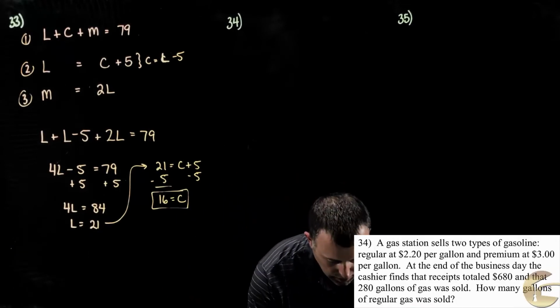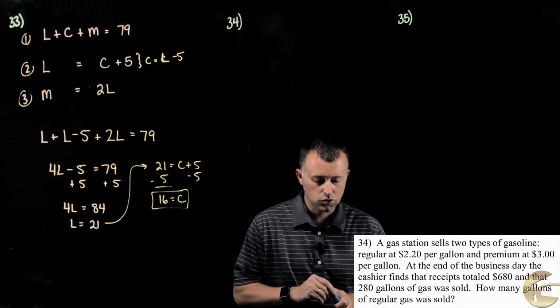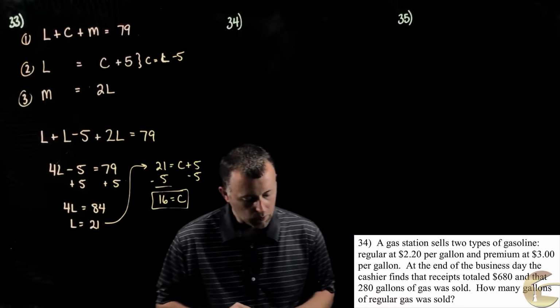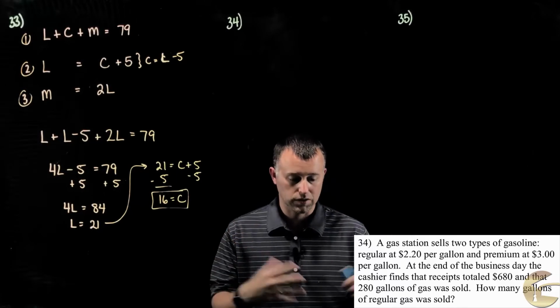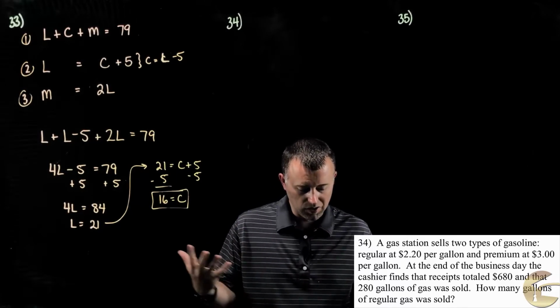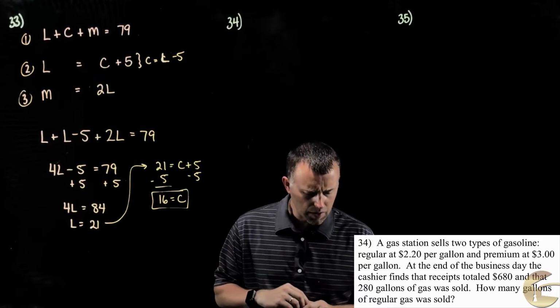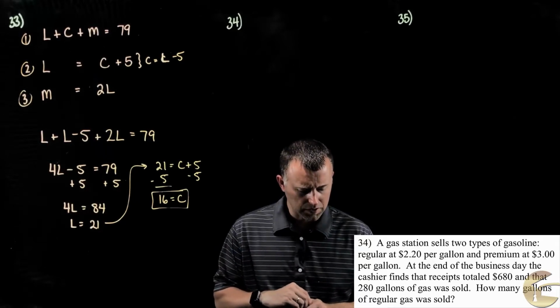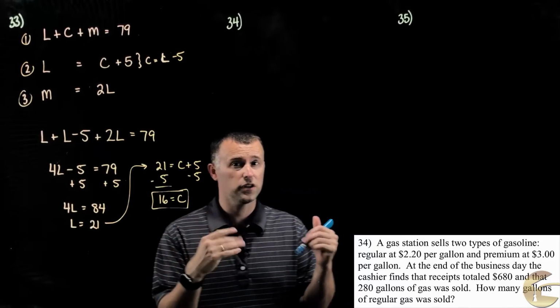34 is telling me we have a gas station. They have 2 types of gasoline. We have regular at $2.20 per gallon, and we have premium at $3 per gallon. So they're giving us 2 rates. And they're talking about costs, and usually that's a cost equation, but it's 2 rates. That's the key. At the end of the day, the cashier finds that the receipts totaled $680. So everything dealing with dollars is going to go together.